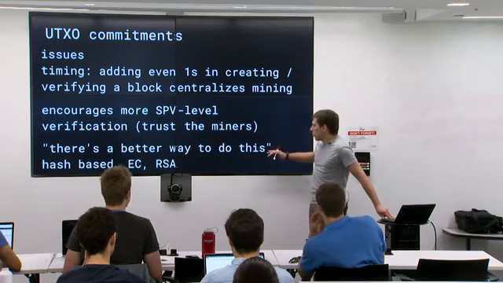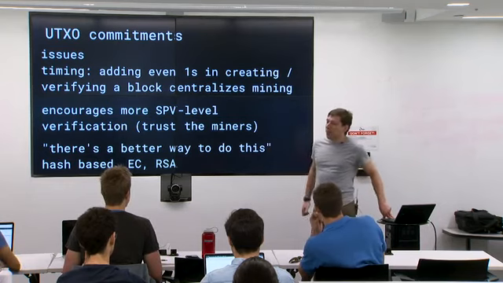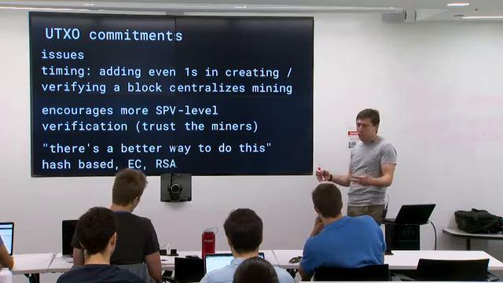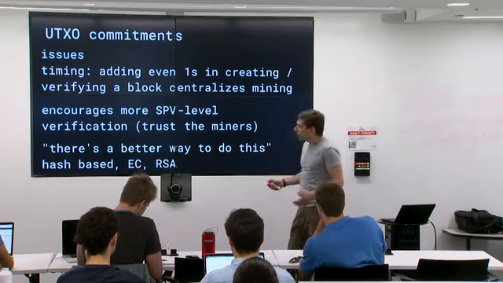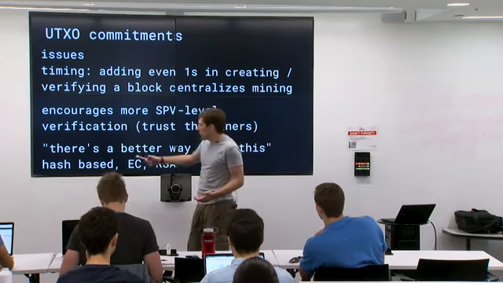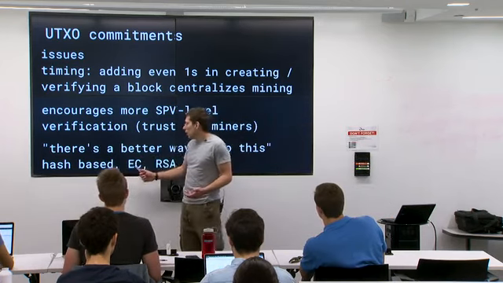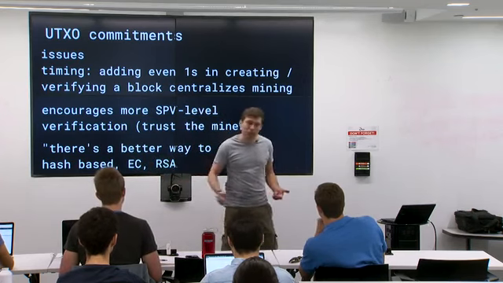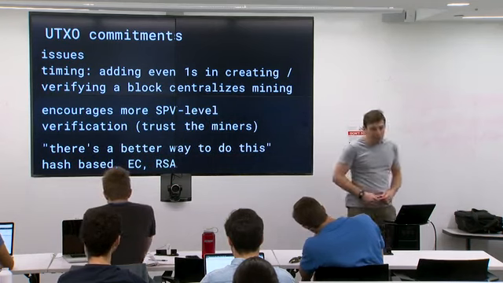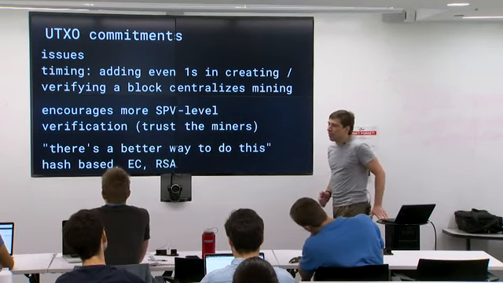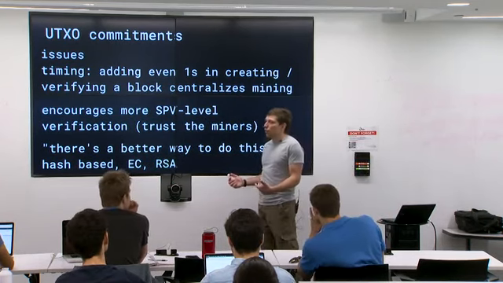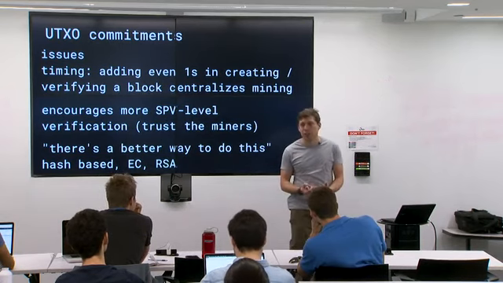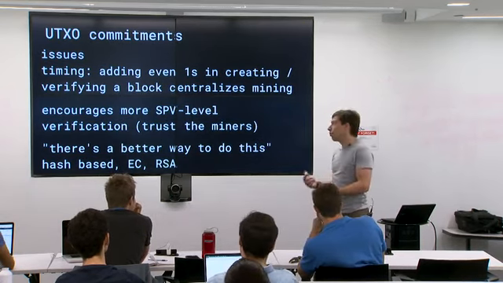Also, the biggest is probably that there's got to be a better way to do this. There are all these different ideas on how to do it, and they never seem to settle or converge on a single way. The three main ideas are hash-based UTXO sets, elliptic curve-based commitments, and RSA-based commitments. There's a lot of overlap with accumulators, in that the UTXO commitment could be the root or the hash of the accumulator itself, where you want to prove that something's in there or prove that something's not in there.